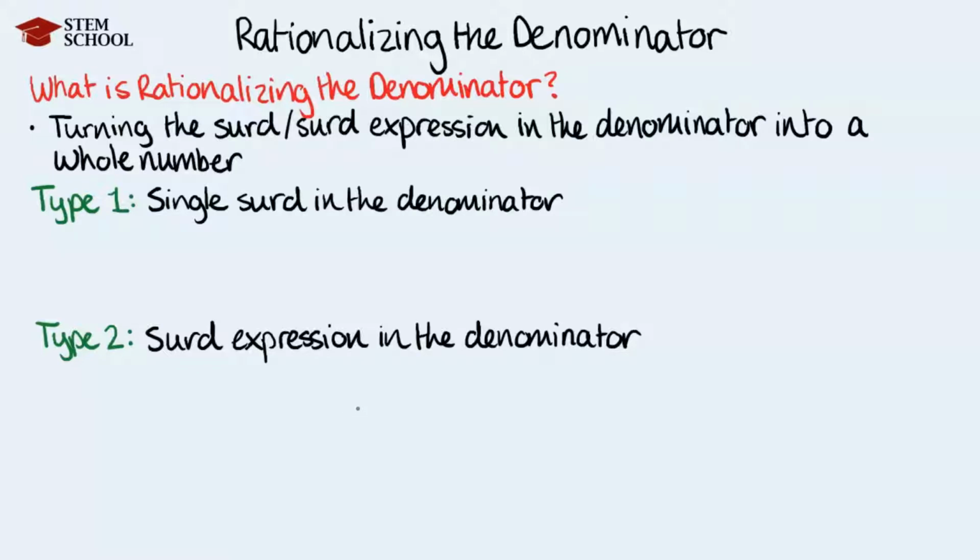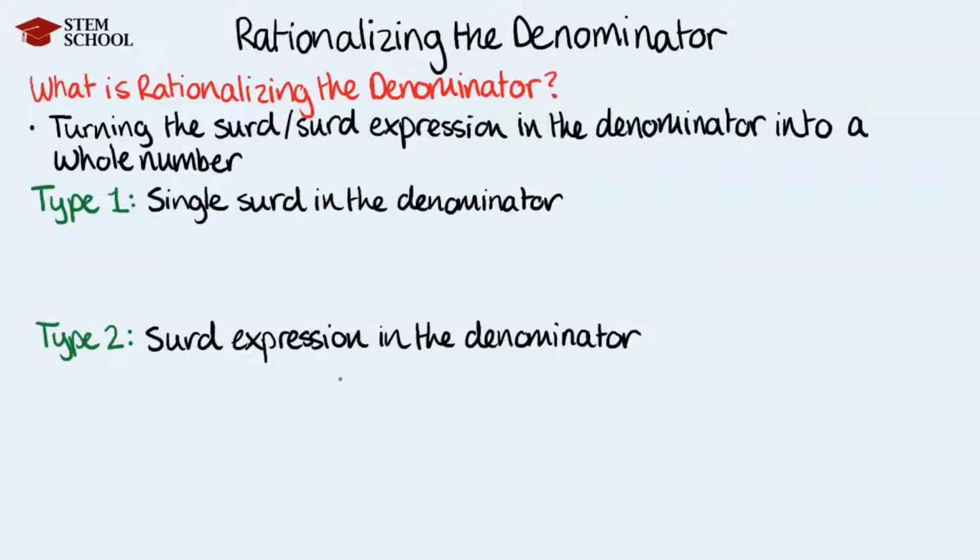Alright, so rationalizing the denominator simply means to turn the surd or surd expression in the denominator into a whole number. And the reason why we'll do this is because practically it's just more awkward to deal with fractions that have surds in the denominator. So we just want to get rid of that basically.